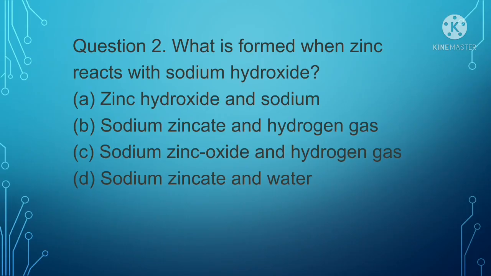Second question, what is formed when zinc reacts with sodium hydroxide? Zinc is a metal and sodium hydroxide is a base. When these two undergo a chemical reaction, it forms... The options are: zinc hydroxide and sodium zincate and hydrogen gas; sodium zinc oxide and hydrogen gas; sodium zincate and water.